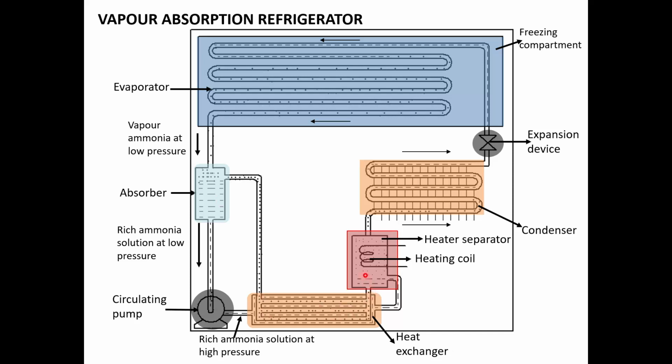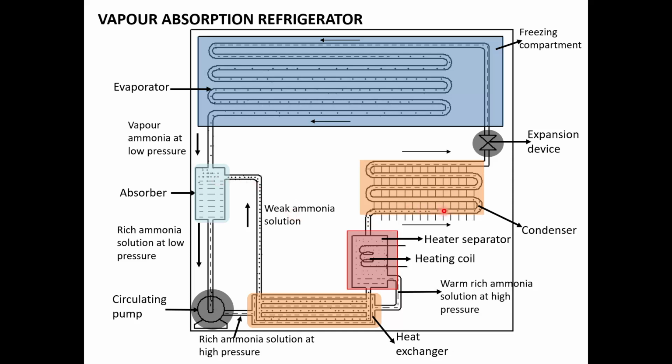Now, when the weak ammonia solution goes back through the heat exchanger, it has certain heat. That heat will be utilized by the rich ammonia solution that is pumped from the pump to the heater separator. So we will get a warm rich ammonia solution from the heat exchanger to the heater separator. Then the weak ammonia solution will go back to the absorber.